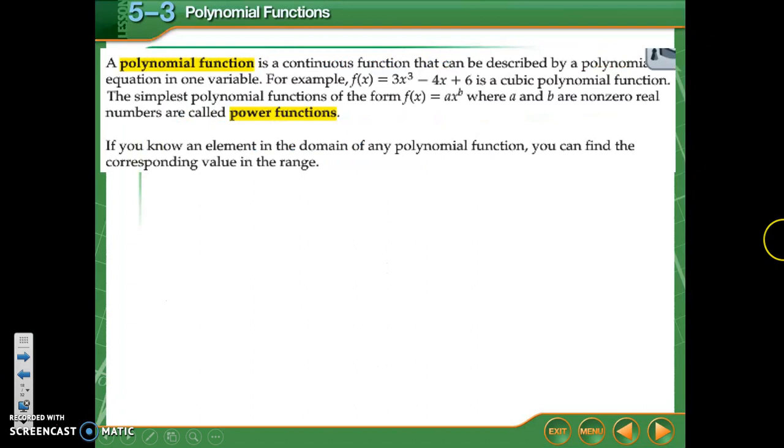All right, a polynomial function, which is really what we're getting to in this section, is a continuous function, so there's no breaks or holes or anything, that can be described by a polynomial equation in one variable. So for example, f of x equals 3x cubed minus 4x plus 6. That would be a cubic polynomial function. The simplest ones only include the first term here, which would be a coefficient times x to some power, like 2x squared, or -5y cubed, or something like that. Those are called power functions, and they're the simplest kind of polynomial functions that we can have.